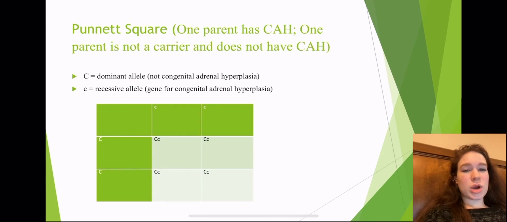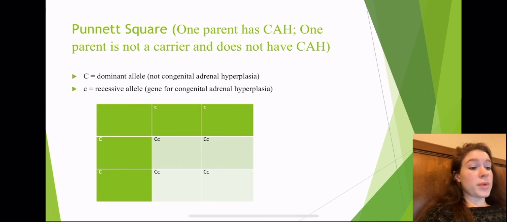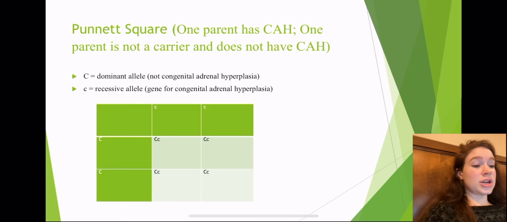For my second Punnett square, one parent has CAH, and one parent is not a carrier and does not have CAH. After completing this Punnett square, the possible genotypes for the offspring in this case could only be big C, little c, because both parents are homozygous but of different alleles. This means that there is a 0% chance of these parents' offspring having congenital adrenal hyperplasia, but all of them would be carriers of the disease. Also, this means that the offspring will share the same phenotype of the second parent, which are non-salt wasting and non-ambiguous genitalia.